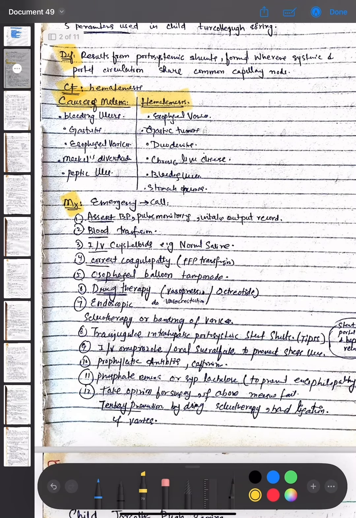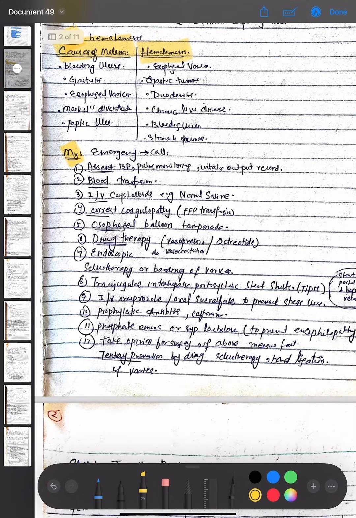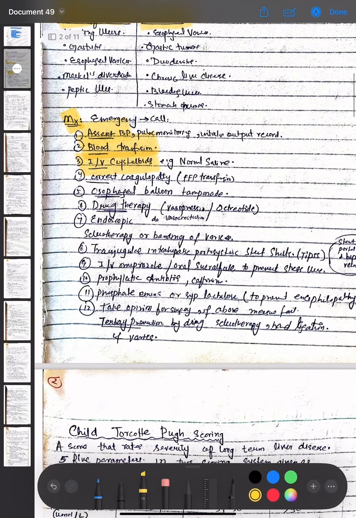The management options are: emergency call, that is, assess the BP and pulse, monitoring, and take an output record. Then blood transfusions are done. Intravenous crystalloids are given, for example normal saline. Then we will correct the coagulopathy, that is, FFP transfusion is done. Esophageal balloon tamponade is used, and drug therapy is provided, that is vasopressin and octreotide. Then endoscopic sclerotherapy or banding of the varices.